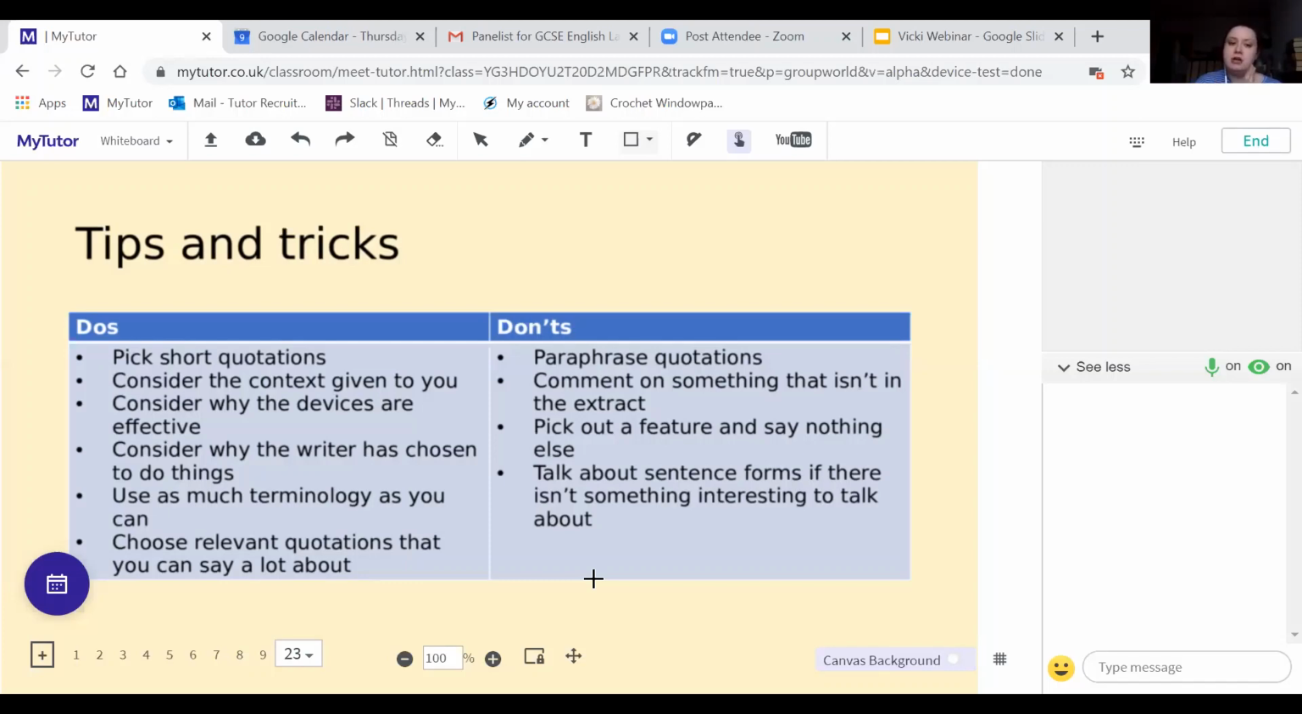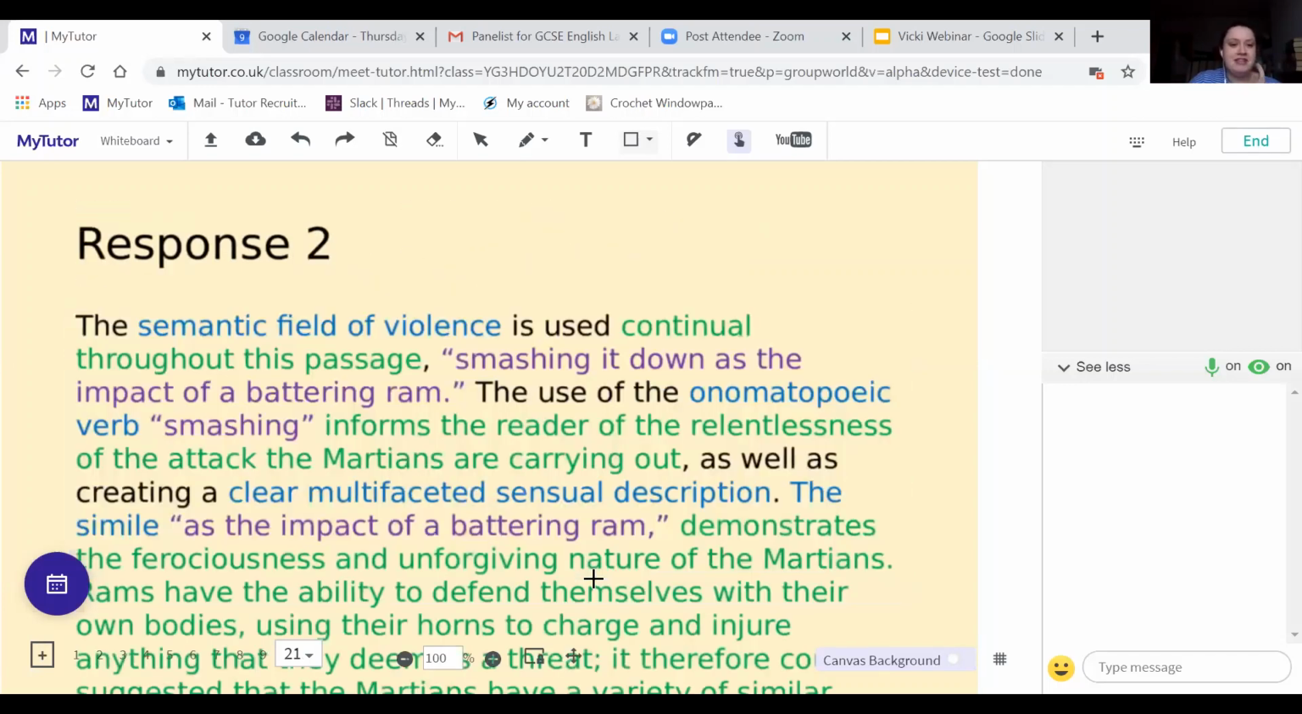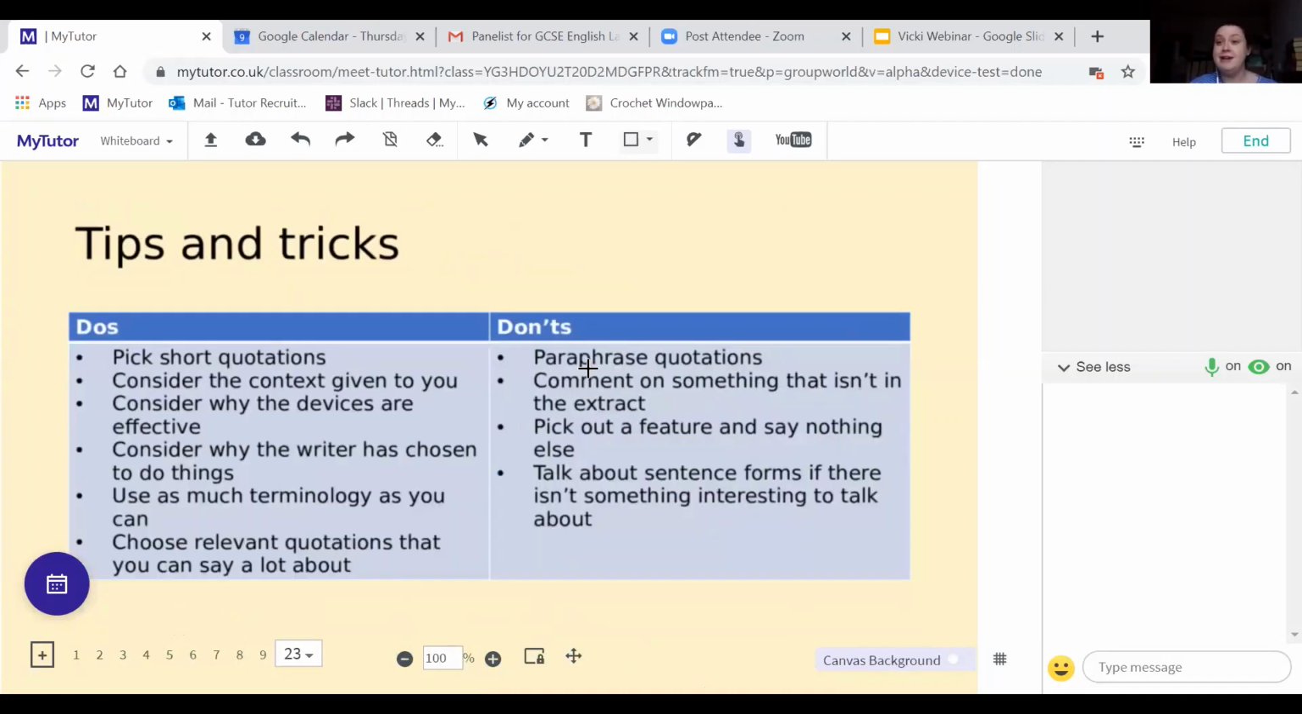Use as much terminology as you can. I'm going to limit this a little bit: don't throw in absolutely everything that you can possibly think of. So saying subject, verb, object, you don't need to. With this one, I've said instead of onomatopoeia, I've just put the onomatopoeic verb. Just a little bit extra there. I've said semantic field of violence instead of just saying violence. Just taking it a little bit further, but don't do it so that it's really, really over the top and you're labelling absolutely every word class. Don't worry about it. You don't need to do it.